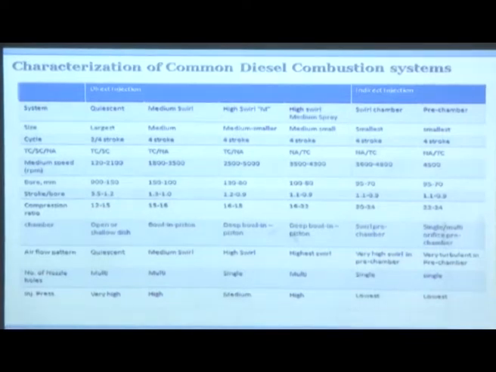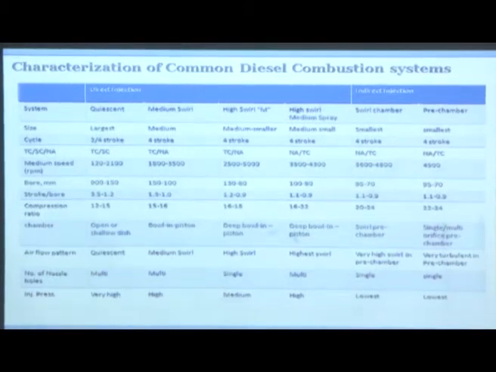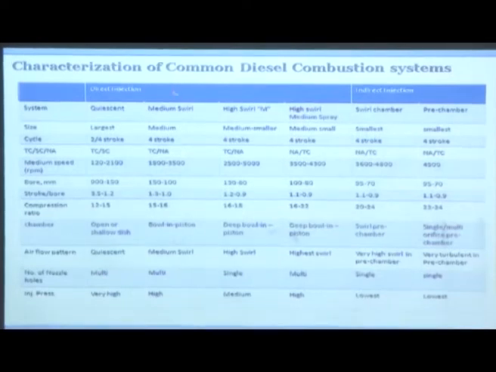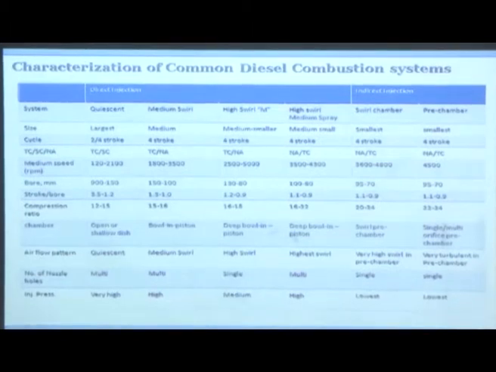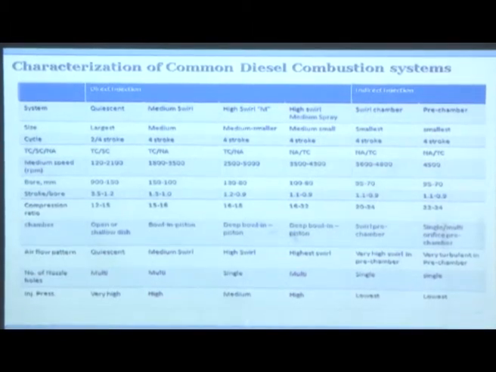Higher the injection pressure, cleaner your engine will be, because finer droplets will be produced and their combustion will be better, and they will be more environment friendly and more efficient. So this could be very high. When you say medium swirl, this high means about 800 to 1000 bar, high swirl means about 600, 700 bar, and so on.